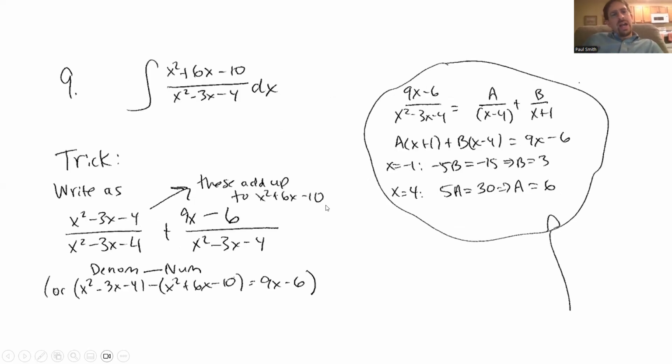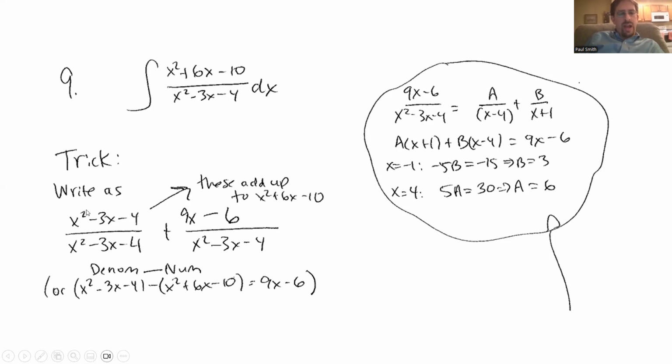All right, number 9, this one's a little bit different. We have something that's not proper. The integral of x squared plus 6x minus 10 over x squared minus 3x minus 4. Now, you can use long division on this. That's perfectly fine. But I want to show you another trick that you can use when you have the same degree in your numerator and denominator. And that's to write this as two separate fractions.